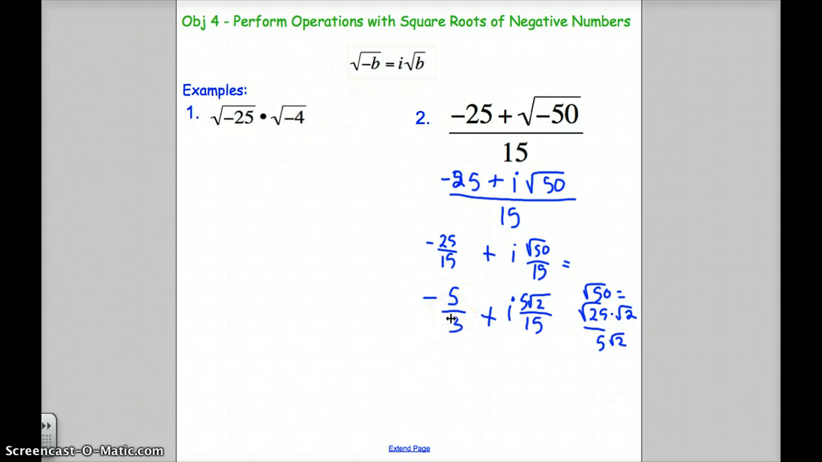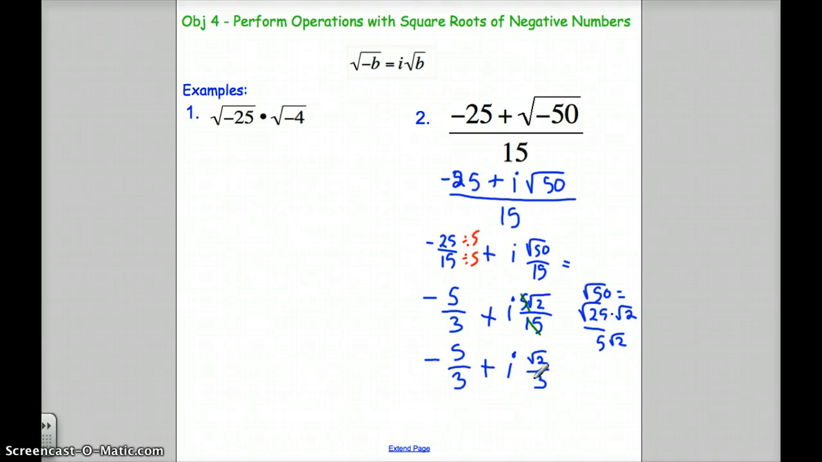And I got that by dividing top and bottom by 5. So I'm almost fully simplified here. My first fraction is simplified. My second fraction contains i, and it can be simplified a little bit further. I can cancel a 5 from the 15 and make this square root of 2 on top over 3 on bottom.